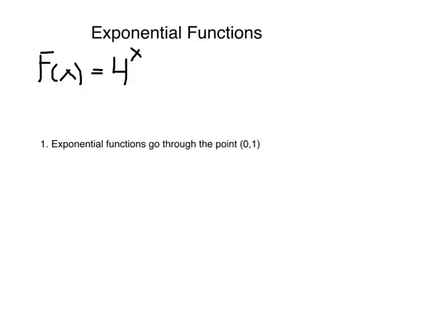First, exponential functions always go through the point 0, 1. And think about that for a second. 4 to the 0 power was 1. Anything to the 0 power is 1.